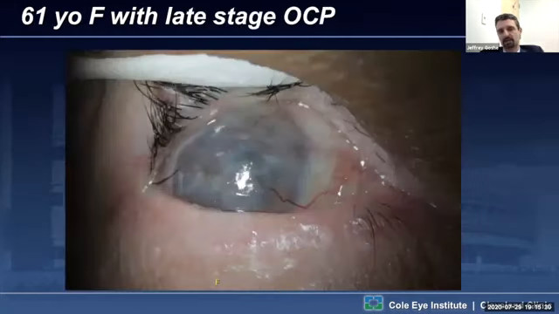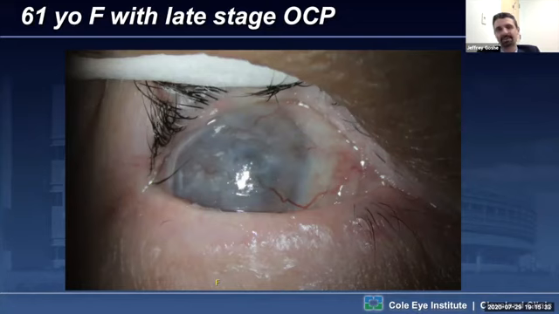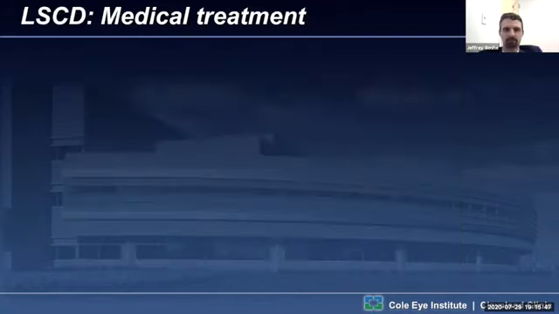Here is, again, a more advanced stage. This is a 61-year-old with later stage OCP. You can see the symblepharon impeding the lid opening, a scarred and vascularized conjunctival surface with diffuse entropion and trichiasis. So these are, again, getting to the worst of the worst.